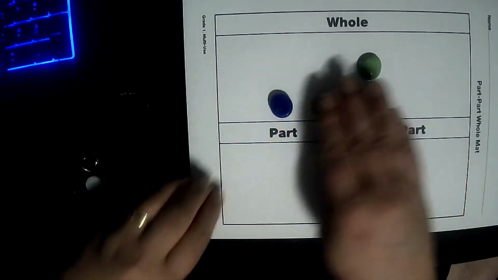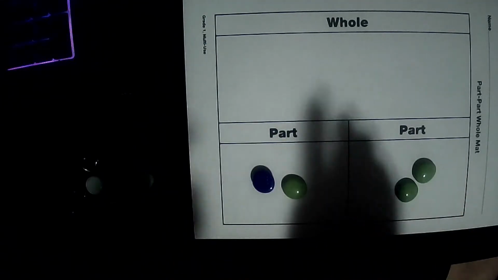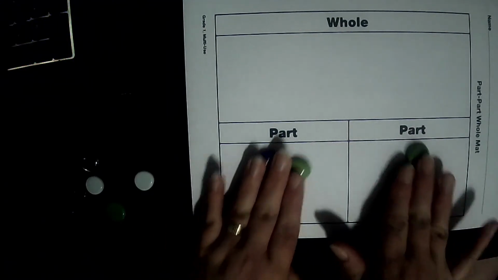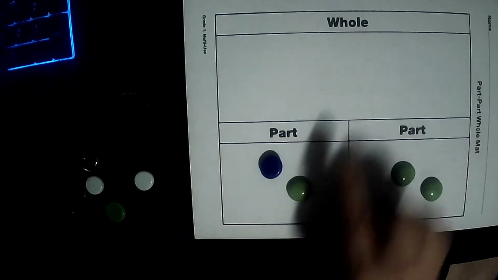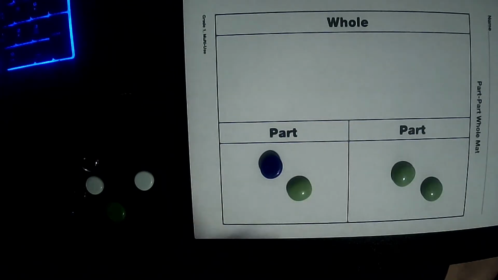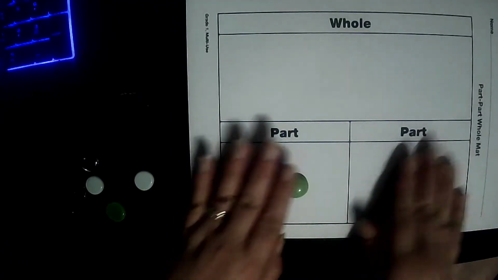Now, some of the activities that you find are just going to have your 2 parts. It's your job to use your imagination and push them up to see what the whole is. So if you saw this, what would this answer be? 1, 2, 1, 2. 2 and 2 equals 4. So I would write a number 4 up here.